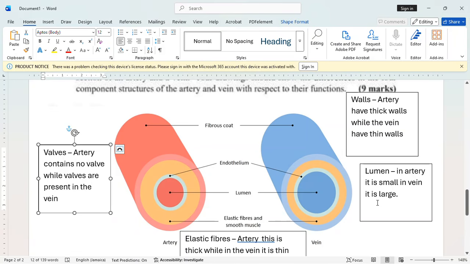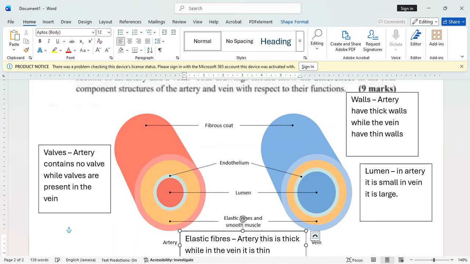The elastic fibers, when smooth, that's one thing we never mentioned right here about the artery: it is also smooth. So it is smooth and thick, and so when the blood passes through, it is more elastic, so that when the pressure hits it, it will basically go back to its original size. So those are the four parts that you want to distinguish and speak to in terms of their function as it relates to the artery and the vein.